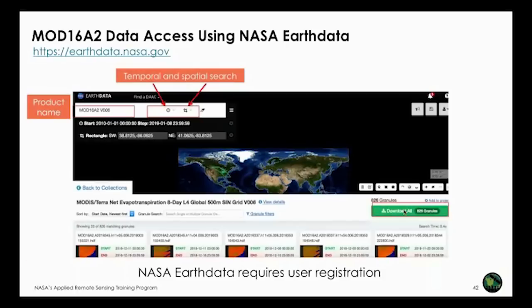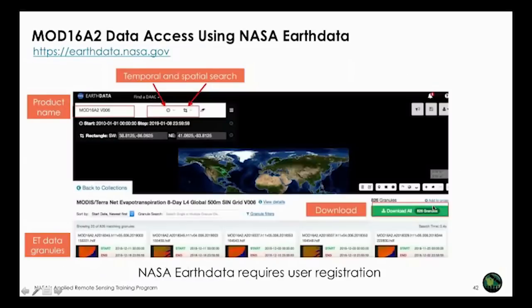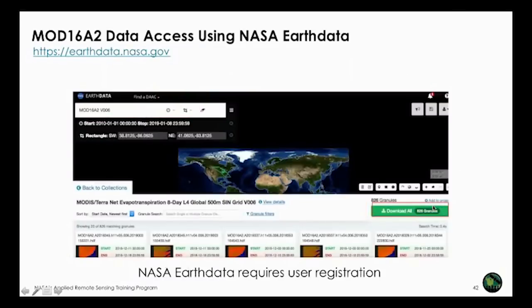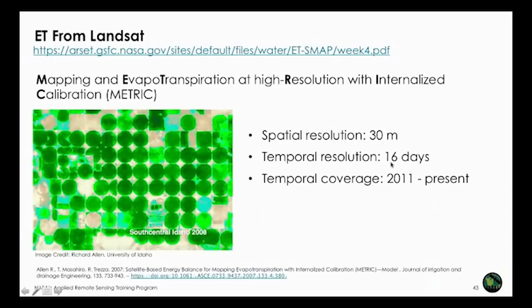So this is basically all the options. Next, it's the ET from Landsat. So we just saw ET from MODIS. Now this is ET from Landsat. As we saw, MODIS is 500 meter resolution. Landsat provides much higher resolution, about 30 meters. Even individual fields can be resolved here.